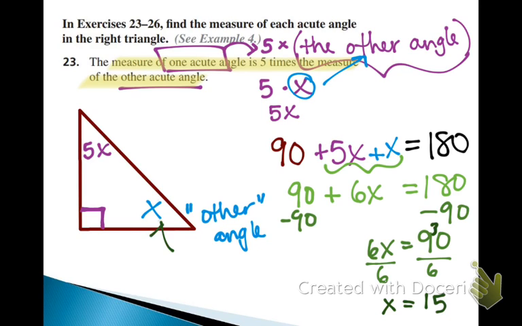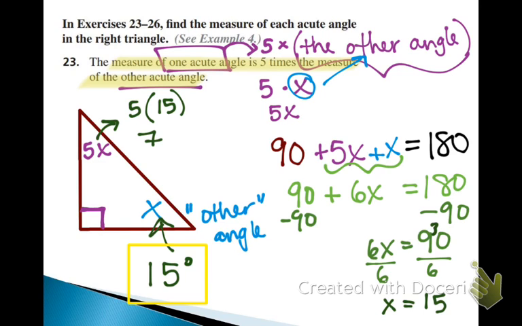So since we called the other angle, that one missing angle, x, we did technically find one of the angles, and it is 15. The other angle will be 5 times 15. And 5 times 15 is 75 degrees. All three of these angles should add up to equal 180, and they do. So when you get to this problem, please don't forget, when it says the other angle, you'll always name one of your angles x.